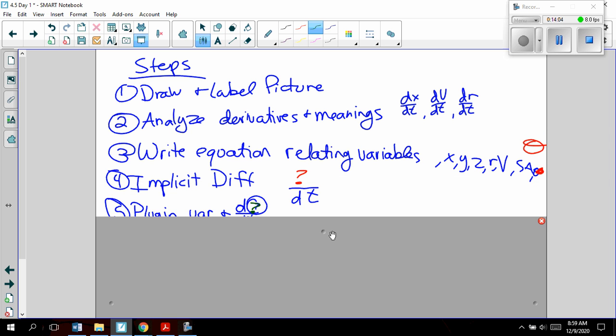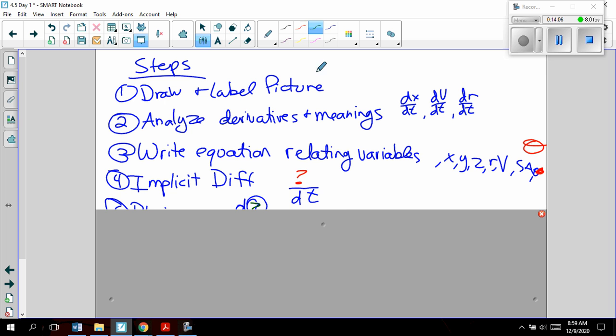Okay. After that, you make sure you do your implicit differentiation. And so I put a question mark here because that's what's going to fluctuate. Like it'll be dx or dv or d theta dt. The dt is always there. That's always going to be the thing you're working with, your independent variable.